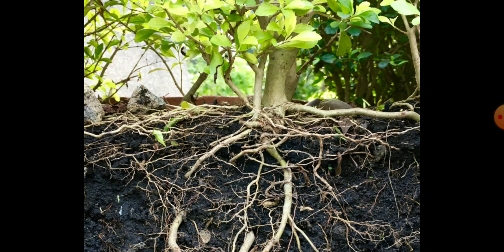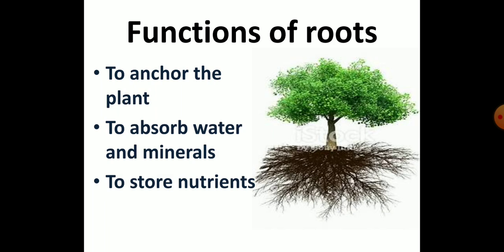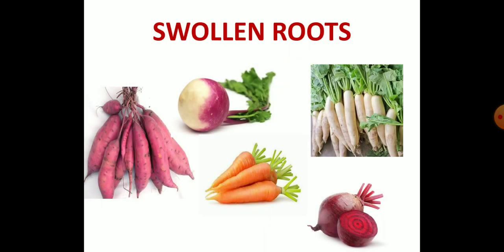The roots of the plant are used to anchor the plant to the soil and also for absorption of water and minerals from the soil. So, the functions of roots are to anchor the plant, to absorb water and minerals, and to store nutrients. Some of the plant roots are found to be swollen as food is stored in them. For example, turnip, sweet potato, radish, carrot, and beetroot.